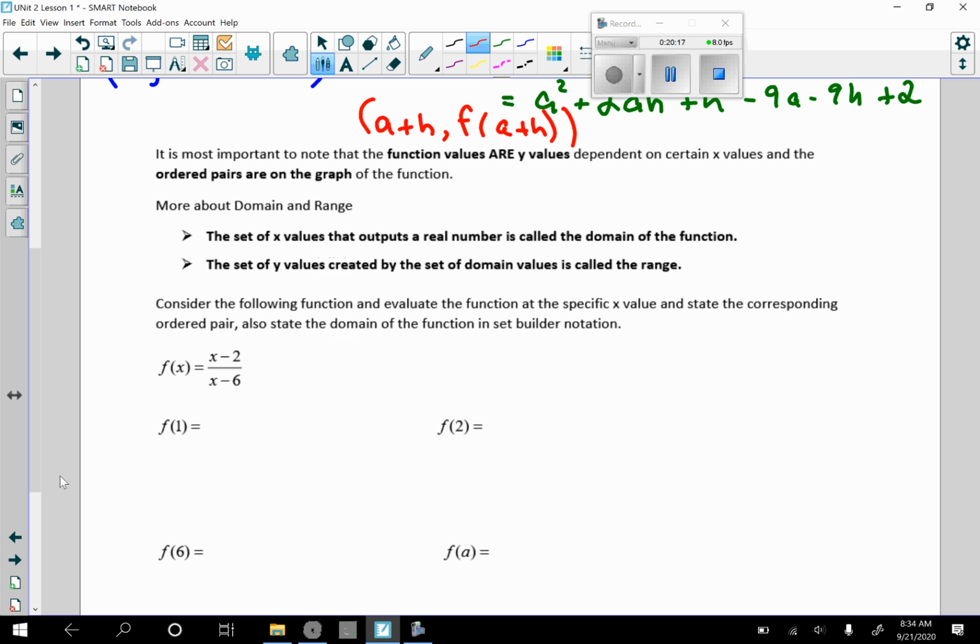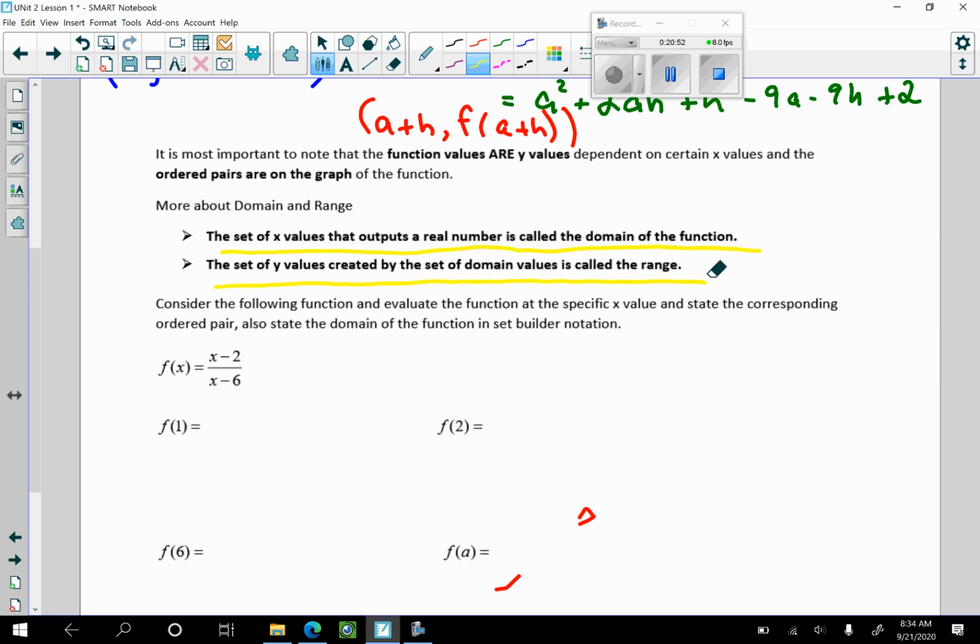Well, let's keep on going. It is important to note that the function values are y values dependent on certain x values, and the ordered pairs are on the graph of the function. Okay. More about domain and range. The set of x values that outputs a real number. Here you go. This is important. The set of x values that output a real number is called the domain of the function. The set of y values created by the set of domain values is called the range.